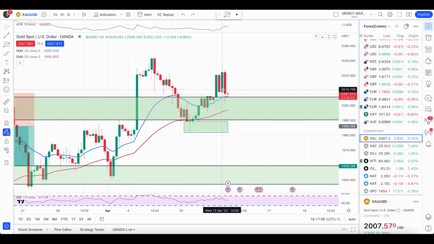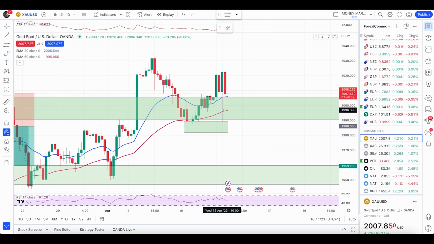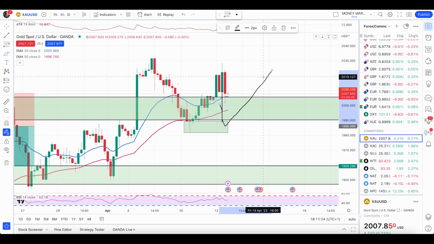If the price keeps on falling down, we have a rejection zone ready here below. Same like natural gas, we need to prepare ourselves. If the price comes down to our zone, we will enter our trade. So 1981 goes up to 1989.44. If the price pushes down to this rejection zone, then we have a valid double bottom pattern.